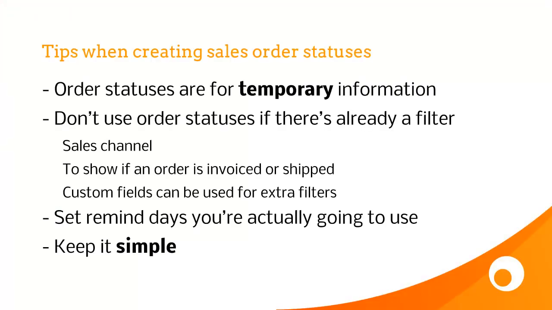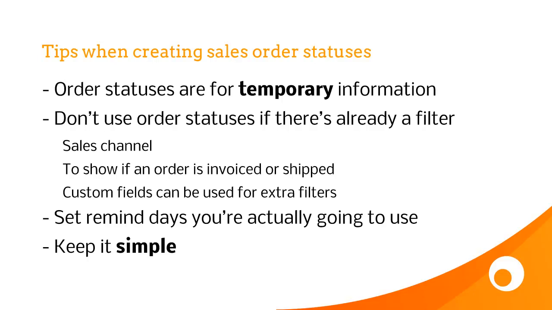So the last thing we're going to do in this video is just give you some tips for when you're creating your own sales order statuses. So order statuses are for temporary information. It really just shows where the order is in the workflow. And if you need to assign permanent information to a sales order, use something like custom fields or the fields that are already in Brightpearl, such as channel, lead source, and things like that.